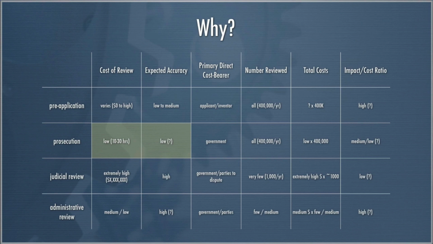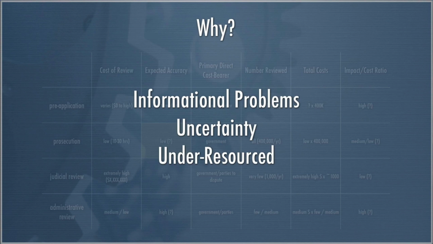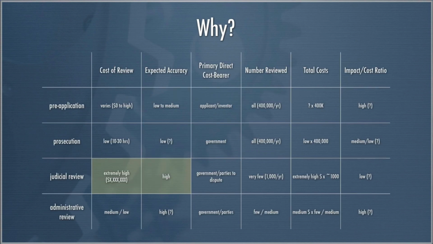That money has to come from somewhere. Presumably, you'd charge more in fees or something, but in any event, it's not clear to me, looking at the Japanese patent office, where they do spend more time, that it helps, and they still have a significant problem with a lot of invalid patents being issued. So it's just not clear that we'd get a lot of bang for our buck in doing so. And the problem, again, is informational problems, uncertainty, and being under-resourced, right? That's the core problem with patent prosecution as we know it now.